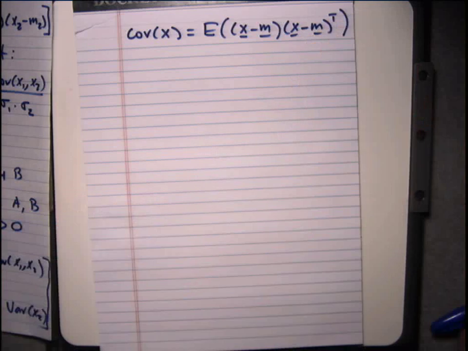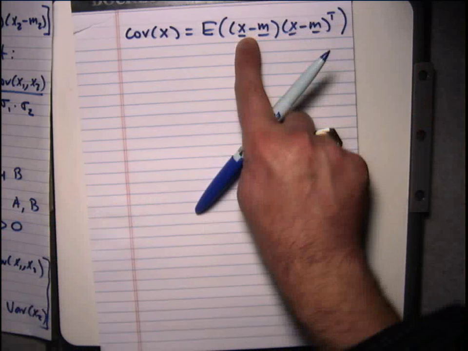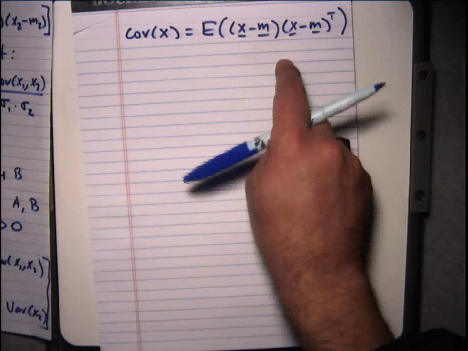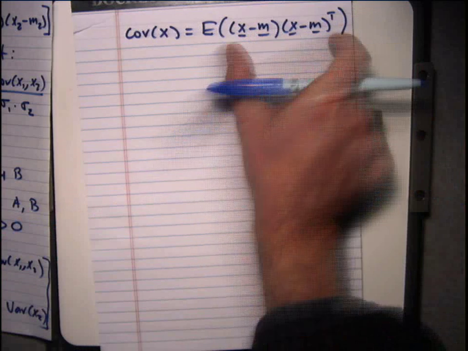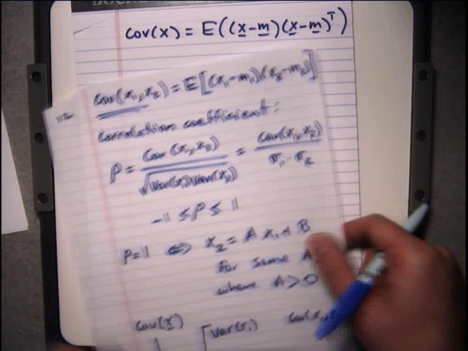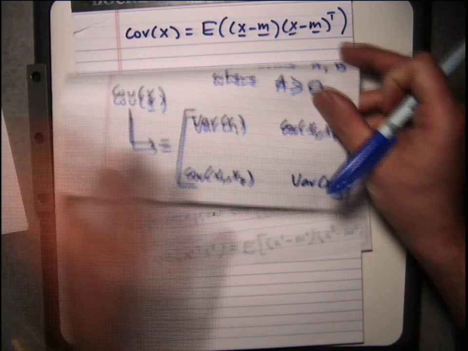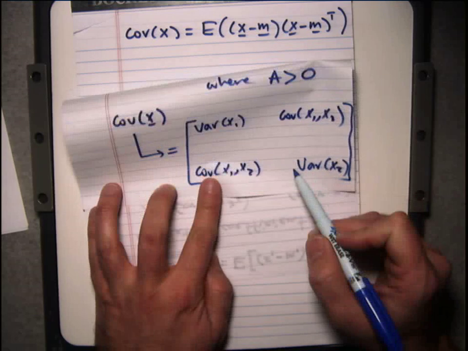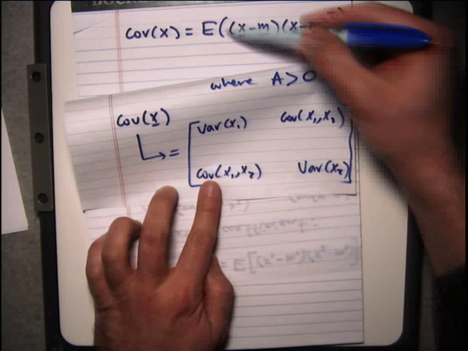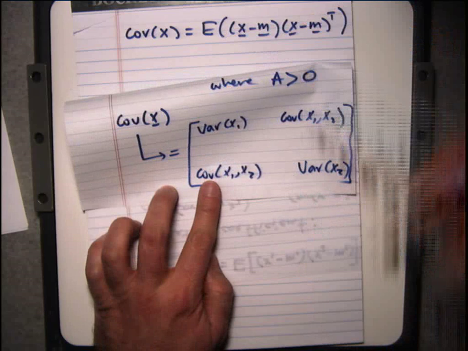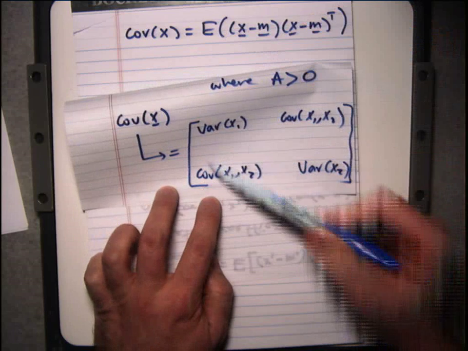Okay? X is a vector. So x times x transpose becomes a matrix. So this is the expected value of a matrix, which is basically this expression here. Okay, so if you expand everything out and simplify, this is what you will get. The covariance of x is this matrix quantity.